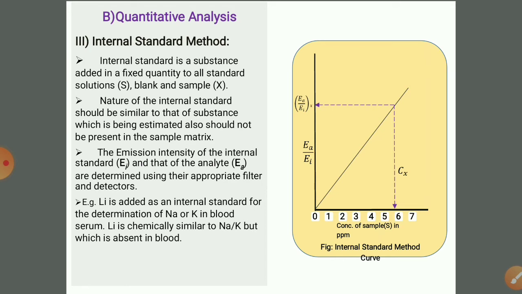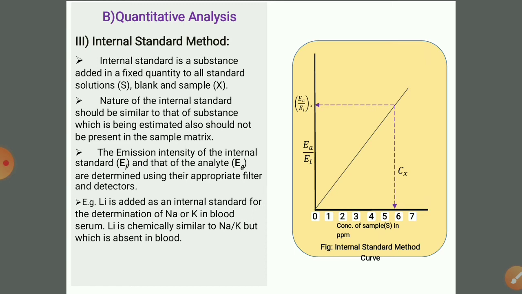This is one of the conditions for the internal standard which is going to be added into the sample: it should be chemically similar to the element which is to be estimated, and it should not be present in the given sample. Then the ratio of the emission intensity of the internal standard, that is EI, and that of the analyte, EA, is determined using appropriate filters and detectors.